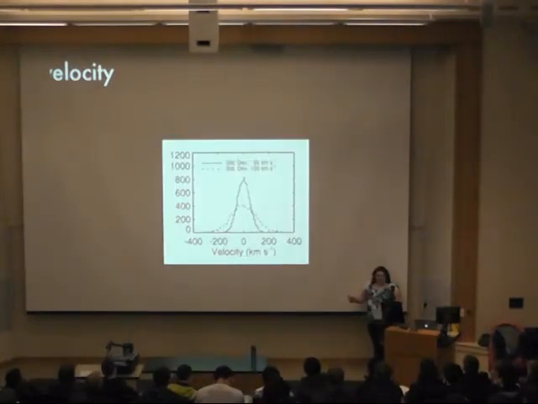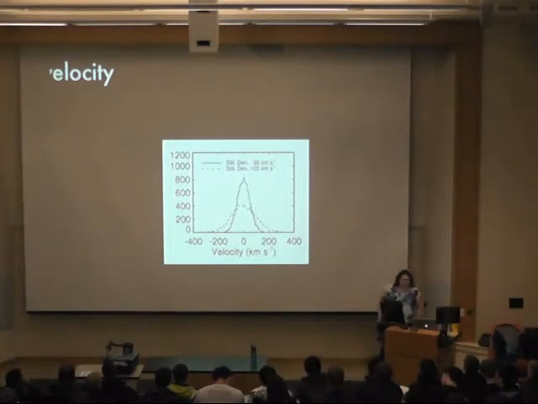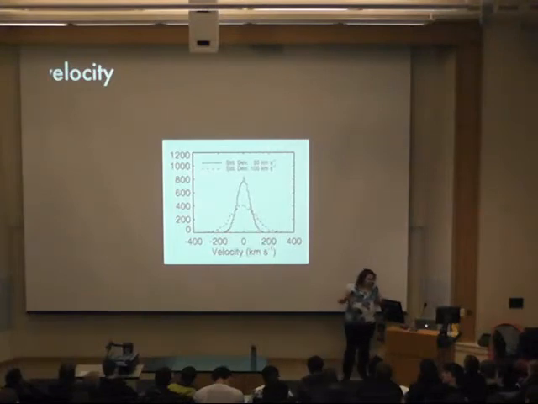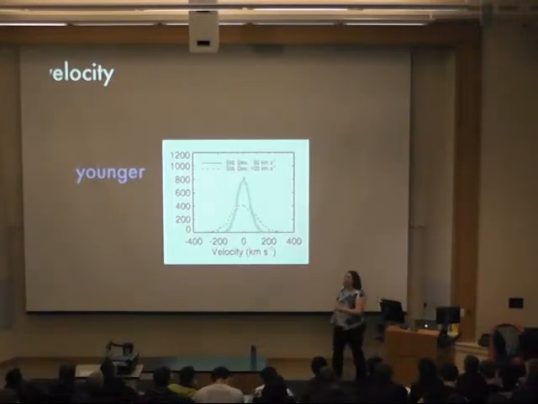When you do, you get a plot that looks like this. I'll explain it. This shows number of objects as a function of velocity. And these are roughly Gaussian distributions, so sort of a normal distribution. And the reason I'm showing two is because younger objects have a narrower distribution.